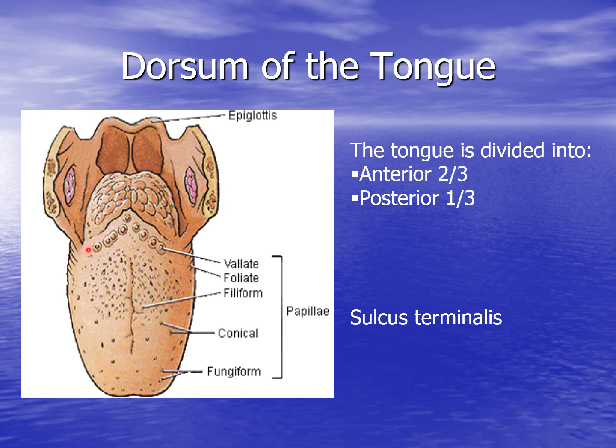In front of the sulcus terminalis, you are going to find very big papillae, which are called vallate papillae. They are about 12 in number. So the anterior 2/3 are full of papillae, which are called filiform, fungiform, and these are the circumvallate or vallate papillae.